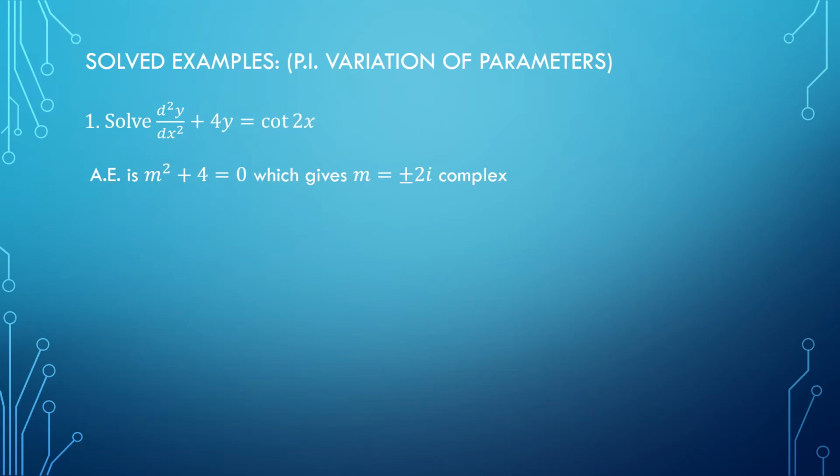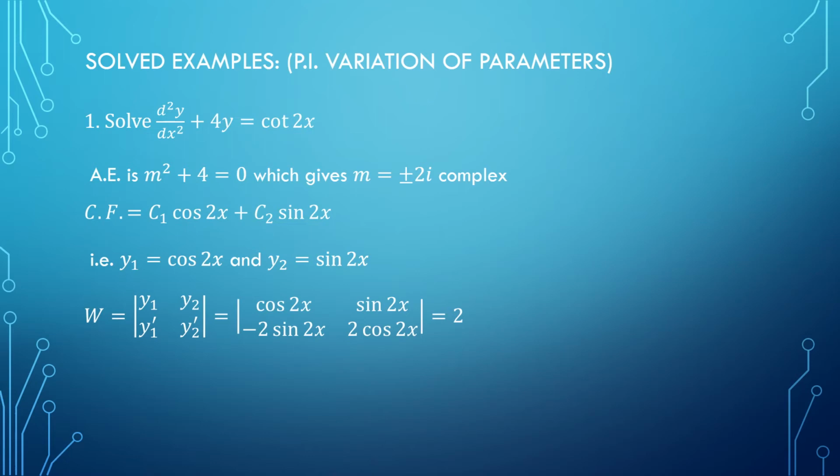As the method is only for particular integral, complementary function can be obtained in the same way as we did earlier. Since I have complex roots, complementary function is c1 cos 2x plus c2 sin 2x. So y1, the first function, I'll take as cos 2x, y2 is sin 2x. Let us find the Wronskian here. Wronskian, if I find, turns out to be 2, and phi x I can see is cot 2x.